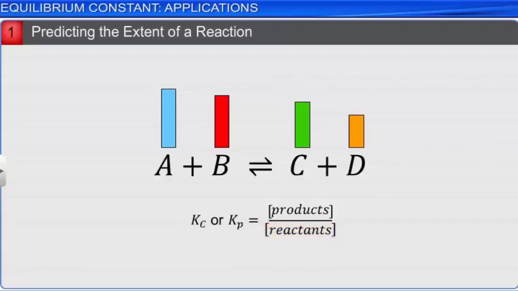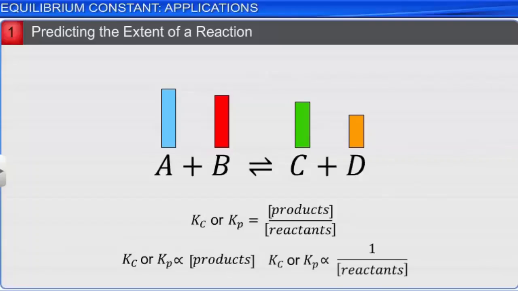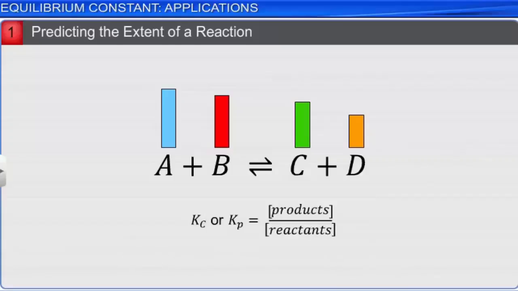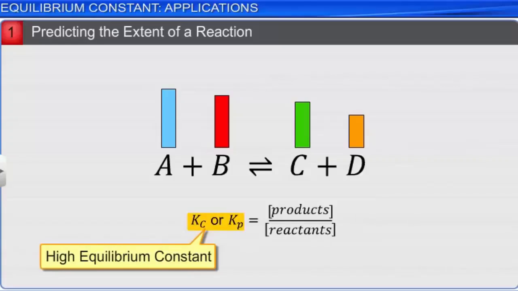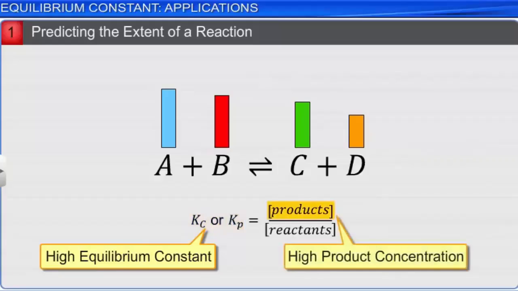As the products appear in the numerator and the reactants in the denominator of the expression, you can see that the magnitude of the equilibrium constant is directly proportional to the concentrations of the products and inversely proportional to the concentrations of the reactants. Hence, a large value of an equilibrium constant indicates a high proportion of products to reactants, and vice versa.